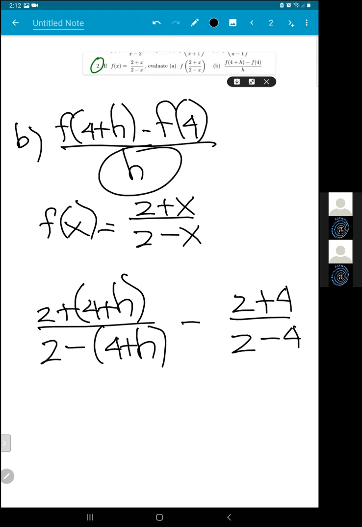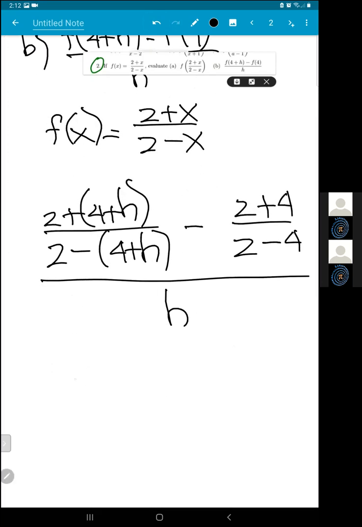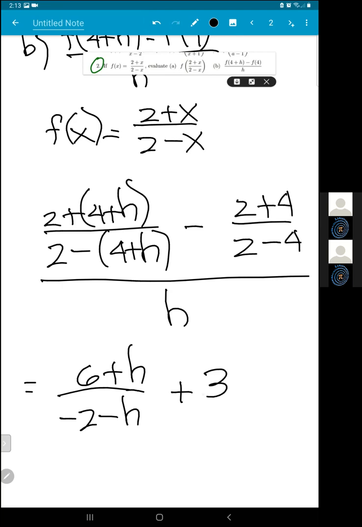Then over h. And then simplify. So 6 plus h, and then minus 4 minus h. So negative 2 minus h. Then this one is 6 over negative 2 with the negatives. It becomes a plus. Okay, plus 3. 6 over negative 2. Then over h.